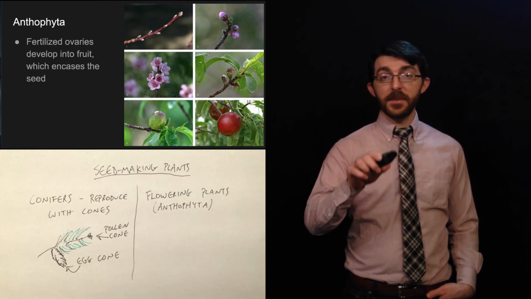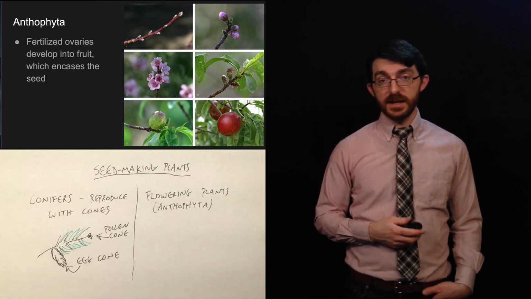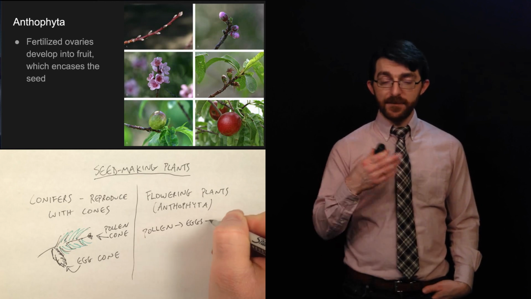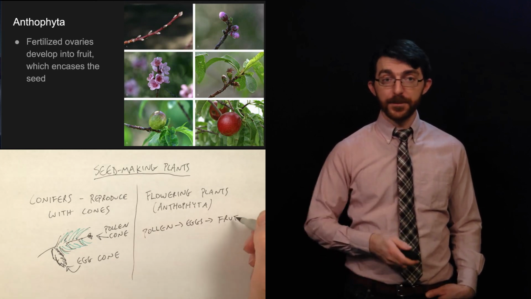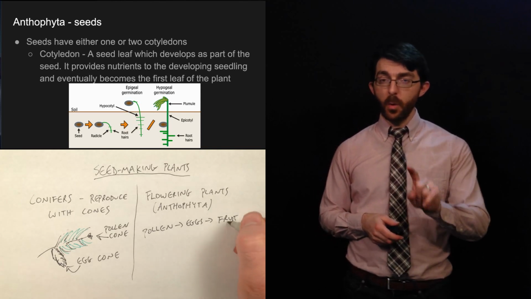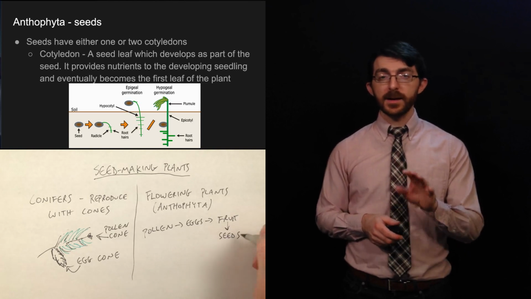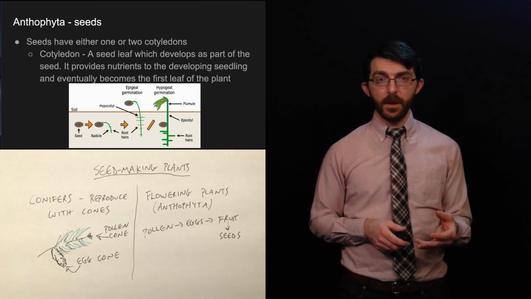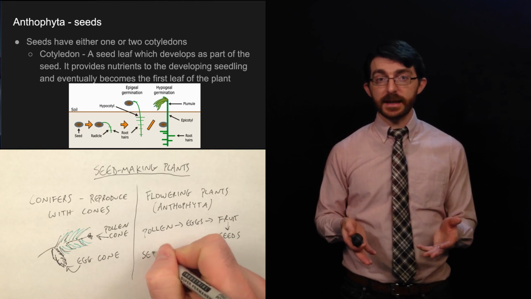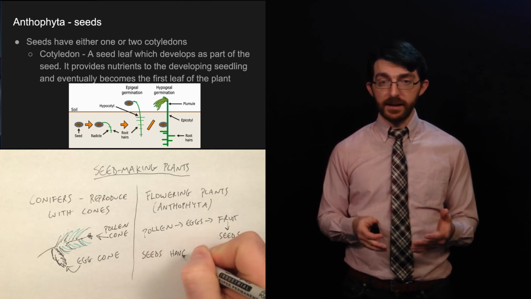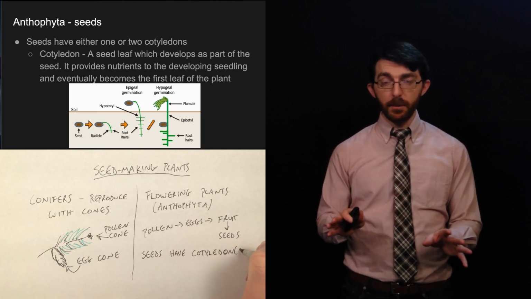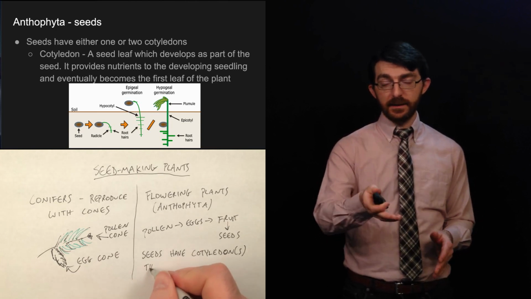The fertilized ovaries develop into fruit, which encases the seed. We're going to talk a lot about fruit in a later lesson, but fruit is the product of a fertilized egg in a flower. So let's talk about seeds for a second. Seeds have either one or two cotyledons. A cotyledon is a seed leaf, which develops as part of the seed. It provides nutrients to the developing seedling and eventually becomes the first leaf of the plant. It's an important part of the seed that is an essential help to the germinating seedling.